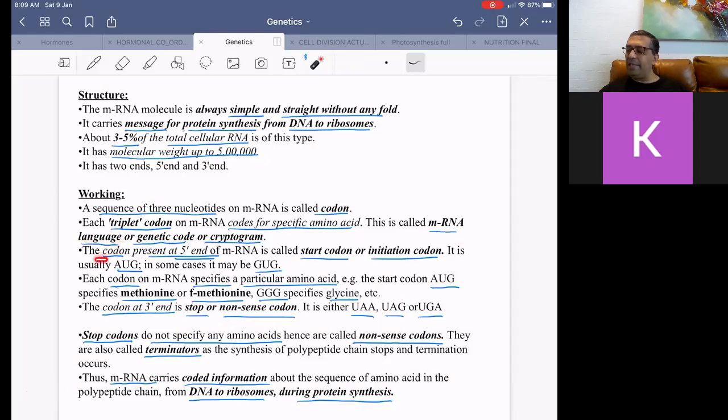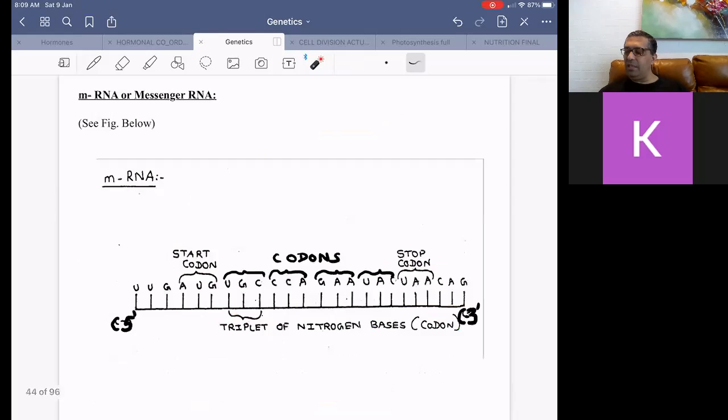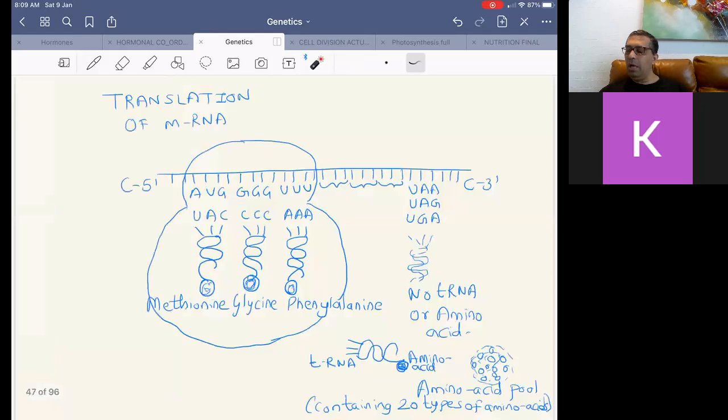The codon present at the 5' end of the mRNA is called the start codon or initiation codon. It is usually AUG, sometimes it may be GUG. So that is what we just did. At the 5' end, you have AUG or sometimes GUG. What is that called? The start codon, also called the initiation codon.